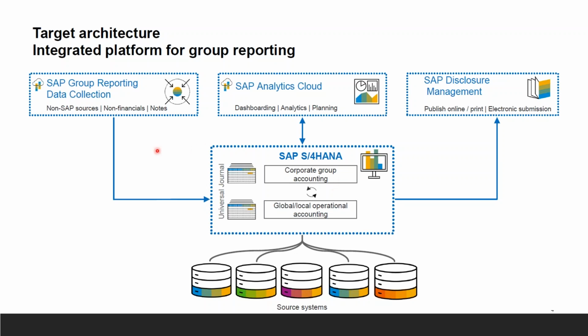That is also possible. And for the data collection, we have the GRDC, which is in place. So we can use this particular solution for uploading the non-SAP companies, and we can load them into the universal journal. And finally, we are doing all of this for the reporting, right? So we can use SAP Disclosure Management for the publishing of all the reports.